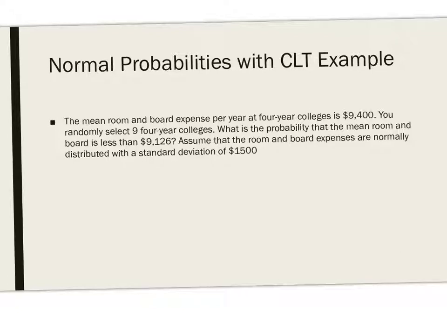So first, we're trying to identify that we're talking about a mean. And we see that in the first part of the problem, it says the mean room and board. So we're definitely talking about a mean. Now, because we're talking about a mean, you're going to look for two things. Either the sample size has to be bigger than 30, or they tell you that it comes from a normal distribution. Well, our sample size here is we're looking at 9 of these four-year colleges. That's not bigger than 30. But if you keep reading, it tells you that room and board expenses are normally distributed. That's what we need to do this problem.